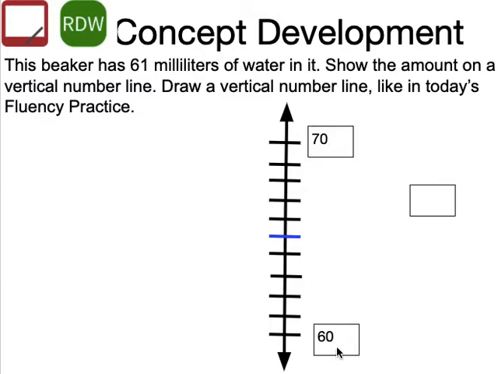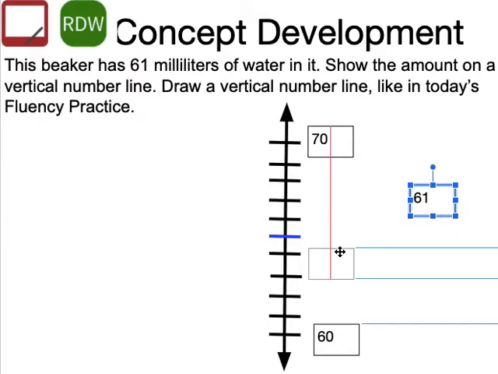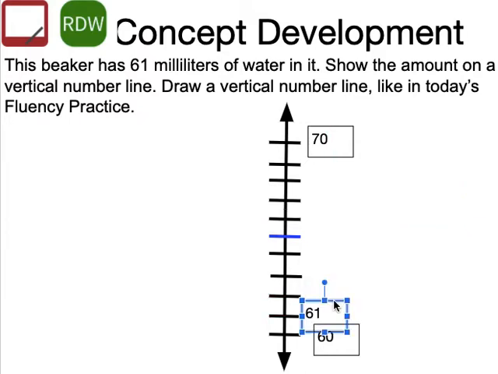So now we've labeled our bottom part of our number line and the top part of our number line. We're going to go ahead and figure out where 61 goes. Well, it would make more sense for me to start at 60 and count up by 1. There's 61, and I'm going to go ahead and label it. 61. There we go.